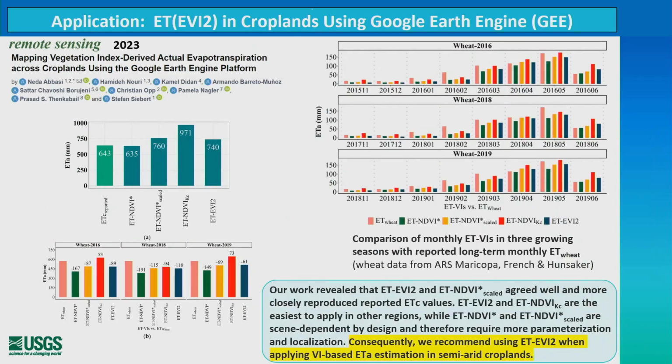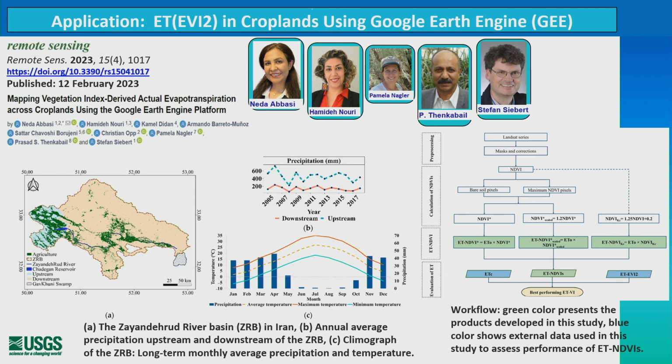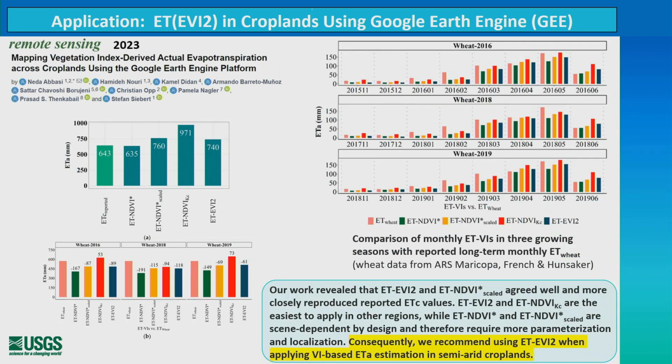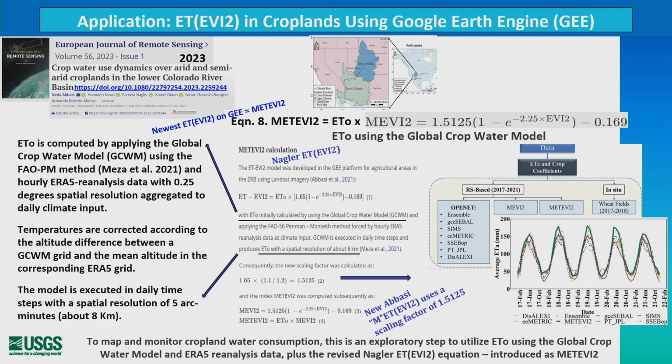Okay, so these are all NADA's papers, and first she started in the Zayandeh Rud basin in the central part of Iran and was able to look at getting this up on a platform with Google Earth Engine. And then this is where she compared it with wheat data from ARS. And she recommended that we use this ET-EVI algorithm. And basically, she took my Nagler algorithm and then did it with the towers, corrected it for the lower Colorado Basin, and was able to do this with just a simple coefficient correction.